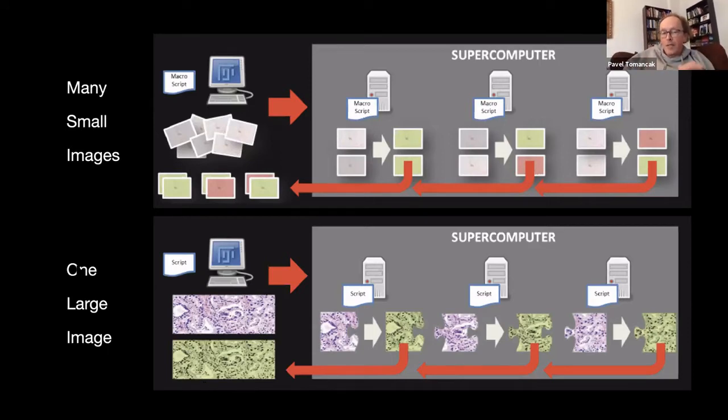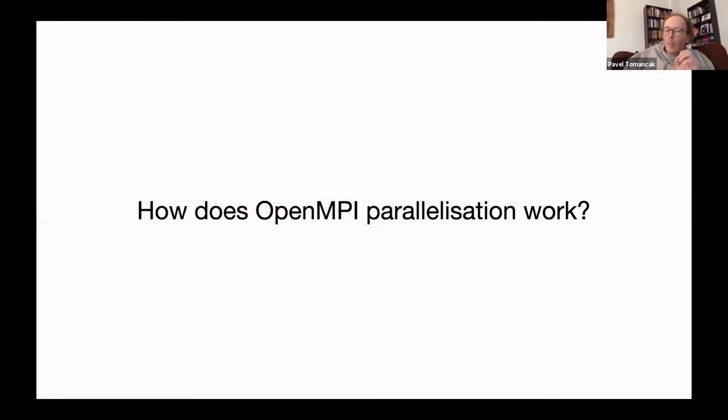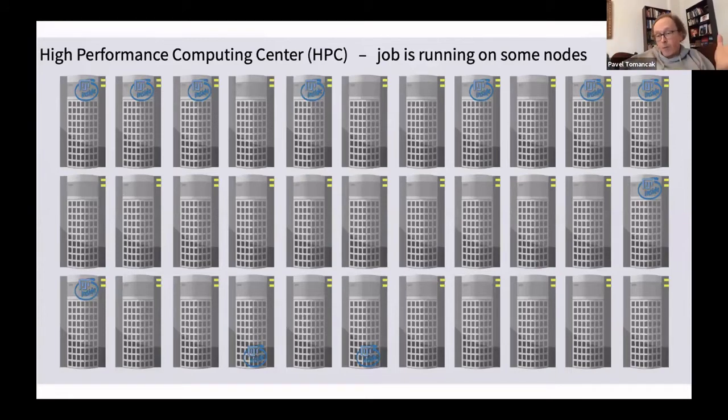Now I will show you how this simple parallelization actually works, because it is highly unintuitive, but once you get it, I guarantee you that you can do it. So how does OpenMPI parallelization actually work? This is a cluster, which is a big computer consisting of many smaller computers, which are called nodes. And usually you don't get access to all of it, right? So for example, here, whenever there is the Fiji logo, these are the nodes which are available for our specific task.